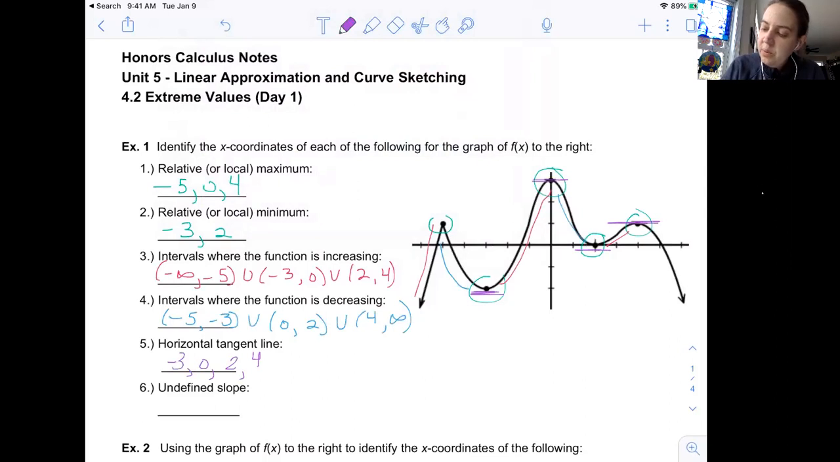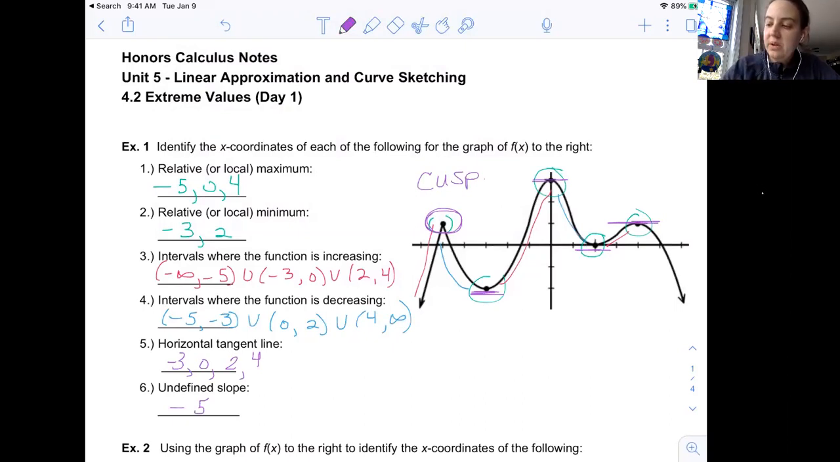Now, this point right here, saved him for last. I do not have a horizontal tangent line. This is called a cusp. At a cusp, the slope is undefined, or the first derivative is undefined, not a horizontal tangent line. So we're going to say undefined slope at x equals -5.